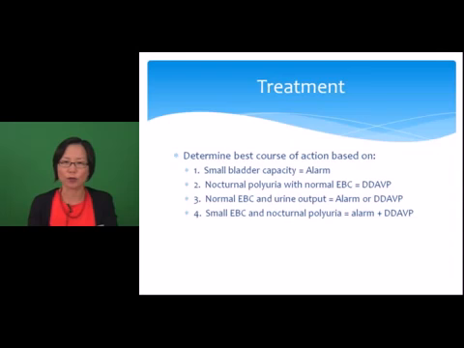So you choose the treatment based on what you think is causing the problems. If you think the child has a small bladder capacity, then they would actually do best with an enuresis alarm, because that will train them to sense the sensation that they have to void and to wake. If your child has nocturnal polyuria with a normal bladder capacity, then they would actually do well with DDAVP, because the DDAVP would decrease the urine production at night, and they would be able to hold the normal amount of urine in their bladder. If the child has normal bladder capacity and normal urine output, then they can use either the alarm or a DDAVP.